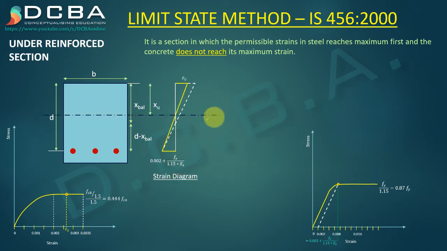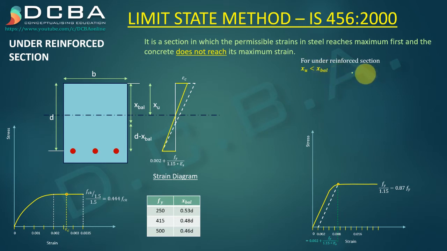You see now the neutral axis has shifted up above, and this is the strain value in concrete, this is the strain value of steel, and XU has become less than X balance. So what we can say is that for under reinforced section, when XU becomes less than X balance, it is an under reinforced section. Correct?